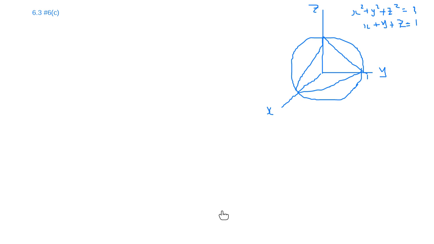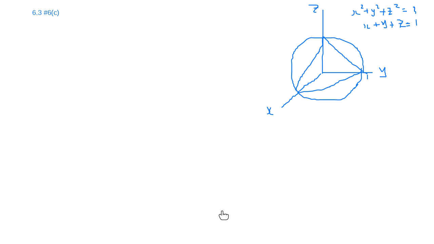It has an angle of 45 degrees with the xy plane basically. We want to be inside the sphere and above the plane, and we have to be in the first octant. And we want to use spherical coordinates.